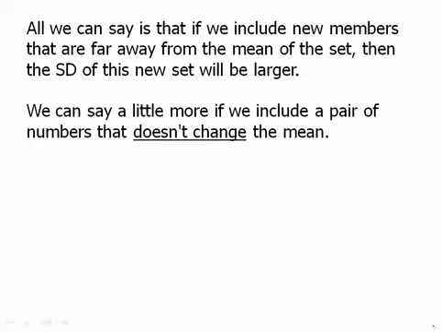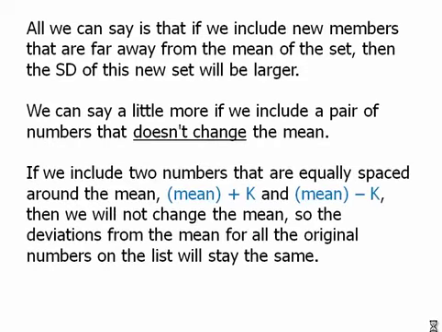We can say a little bit more if we include a pair of numbers that doesn't change the mean. If we include numbers that are equally spaced around the mean, so one is k units above the mean, one is k units below the mean, then we will not change the mean. So the deviations from the mean for all the numbers on the list will stay the same, and we can draw some more detailed conclusions about what the standard deviation will do.